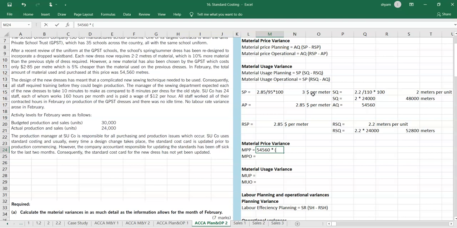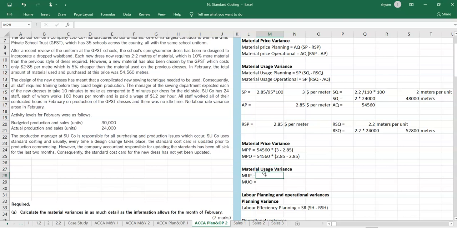SP, RSP we have to get. SP is 3. RSP is 2.85. The next one is again AQ, RSP minus AP. So RSP is 2.85. What is AP? AP is also 2.85. Okay, we'll go to the next one.